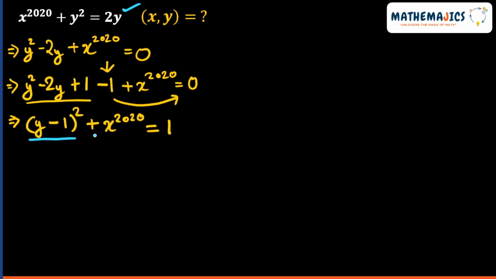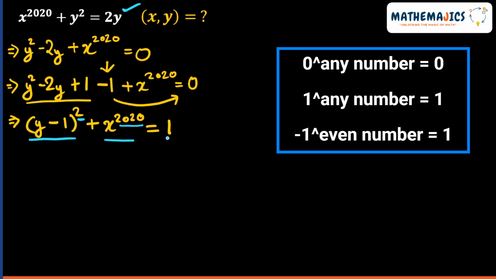Please look at these two terms on the left side of the equation. Both the terms have an even power. Even power means here we have 2 and here we have 2020. So what are the possibilities to get 1 on the right hand side? The possibility is that the first term is 0 and the next term is 1. 1 raised to any power gives you 1 and 0 raised to any power gives you 0. That's why 0 plus 1 gives you 1. Correct? So this is one of the possibilities.